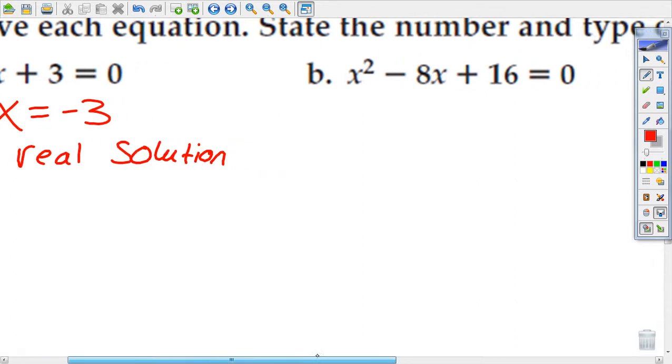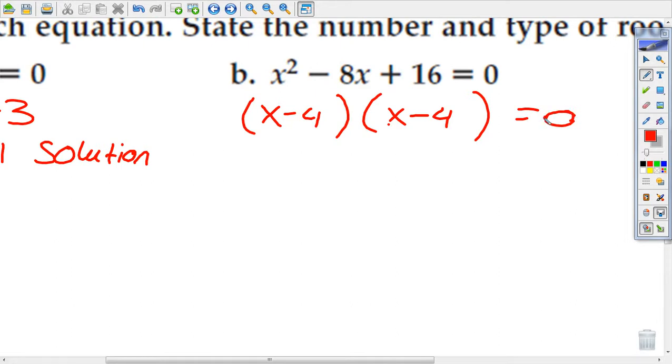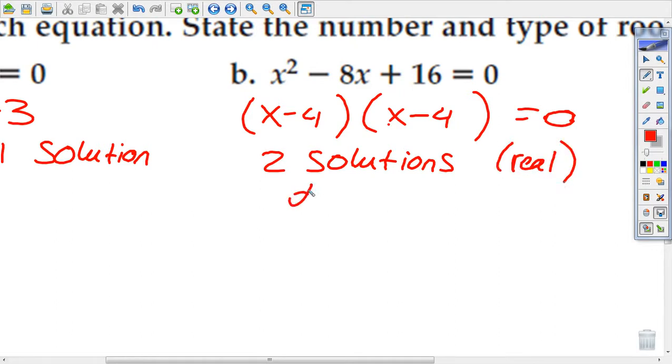Okay, how about b here? x squared minus 8x plus 16. How do we solve that? Factor rules. Okay. Since it is, what does it factor to? x minus 4 times x minus 4. So how many solutions does this thing have? This is one of those where it crosses in one place, but we call it a double root. So it has 2 solutions in the real plane. Real. But we call this a double root.